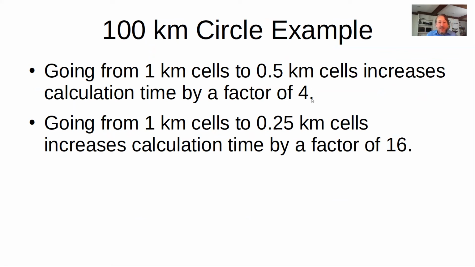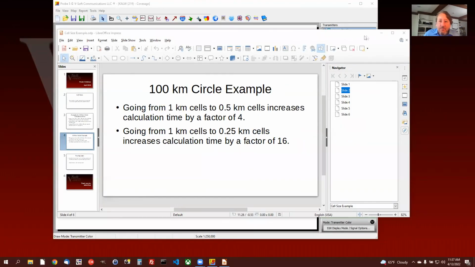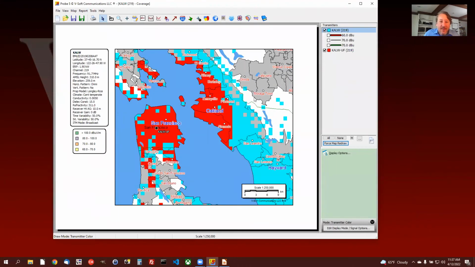So your calculation time is going to go up by a factor of 4, which is fairly reasonable. When you go from a 1 kilometer cell to a 0.25 kilometer cell, you're going to see that your calculation time increases by a factor of 16. So if you had a study that took a minute to calculate at a 1 kilometer cell, you're going to be at 16 minutes for a 0.25 kilometer cell.